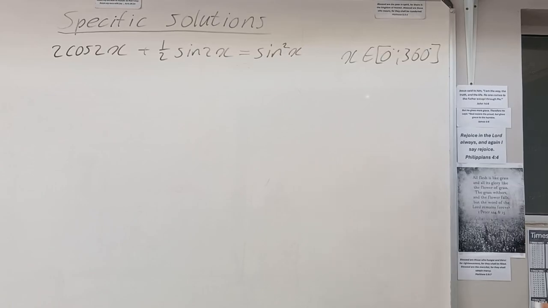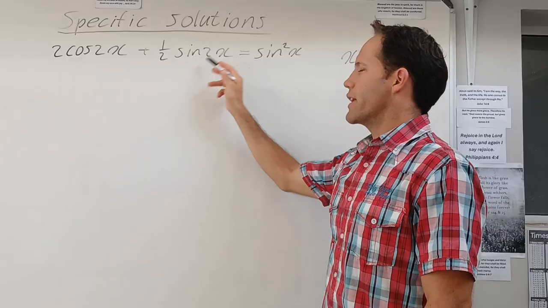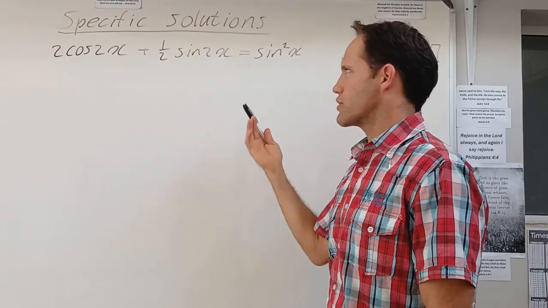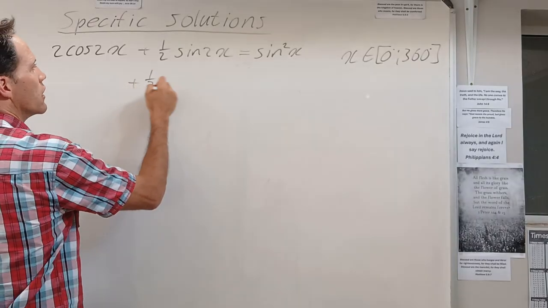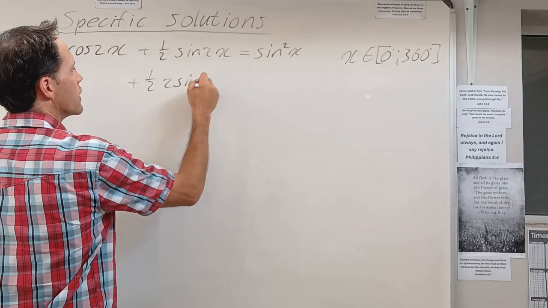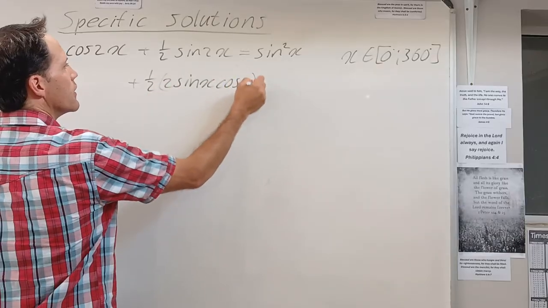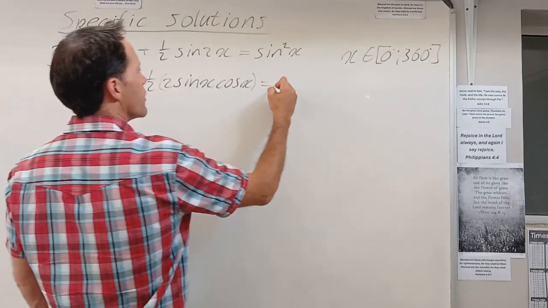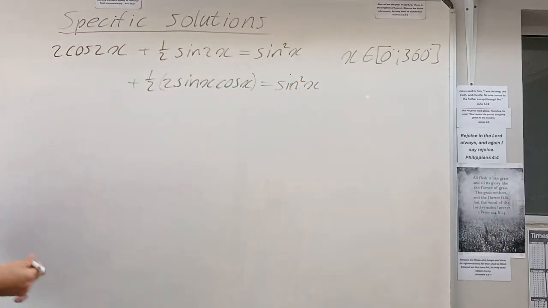Okay, so with this one, the half sine 2x, the only thing we can do is 2 sine x cos x. It's nothing else. So at least we know we can do that. We can change this to a half and then 2 sine x cos x. And the sine square x, for now, we can just leave that one.